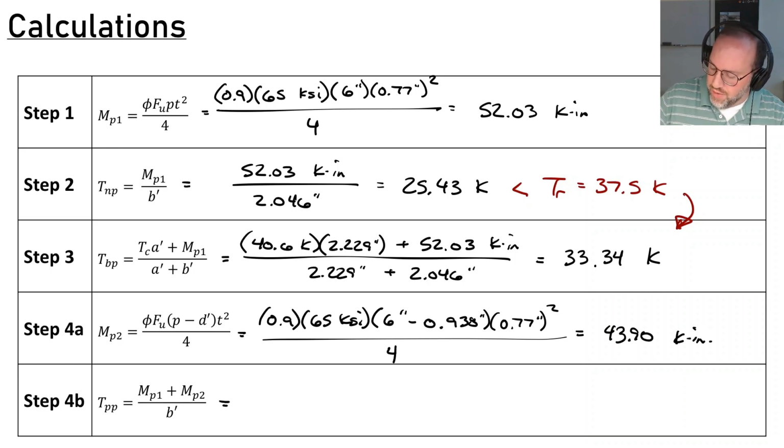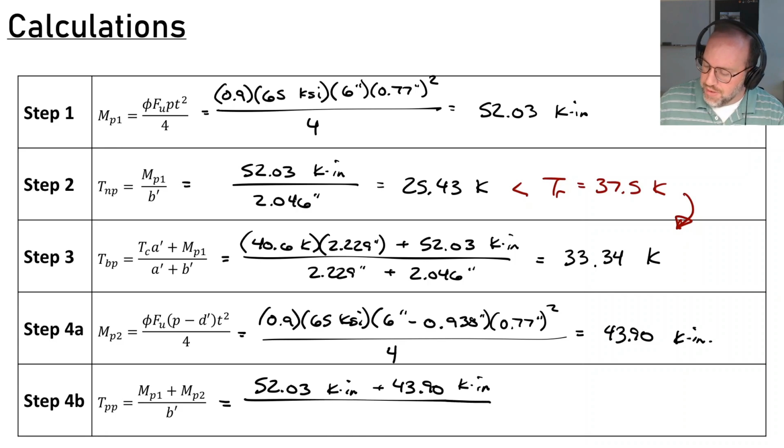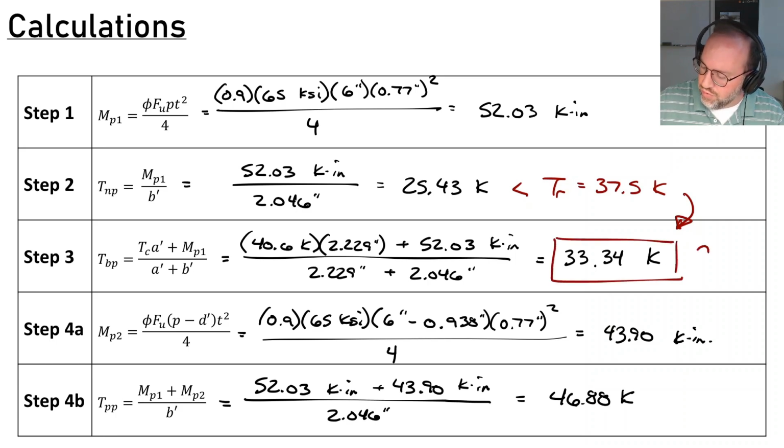Given that moment capacity, now I can add them together. So 52.03 kip-inches plus 43.90 kip-inches divided by B prime, which is once again 2.046 inches. And that gives me the plate failure load of 46.88 kips. So among the two, I see my bolt failure load controls. So I'm going to have a bolt failure in this connection, not a plate failure. And furthermore, that capacity is less than my demand of 37.5 kips. So this is not good.